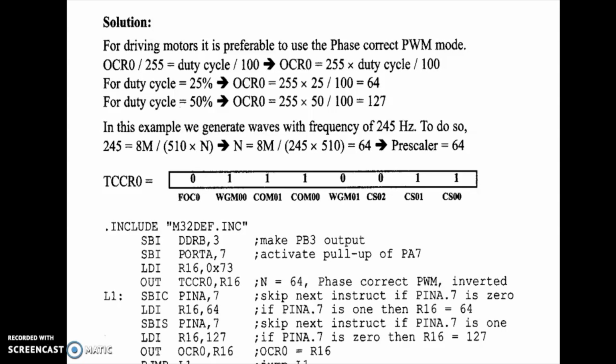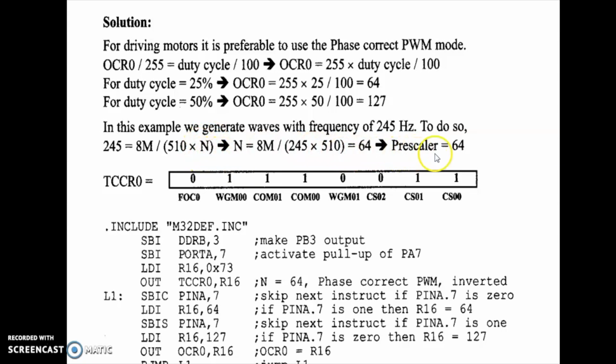From the equation for duty cycle in phase correct PWM mode, we can find the value to be loaded in the OCR0 register. This is the equation. From this, we have to find out two values, one for 25% duty cycle and the other for 50% duty cycle. The OCR0 value to be loaded for 25% duty cycle is 64 and for 50% it is 127. By rearranging this equation, we can find the OCR0 value. And from the equation for generated wave frequency, we can find the prescaler value n.